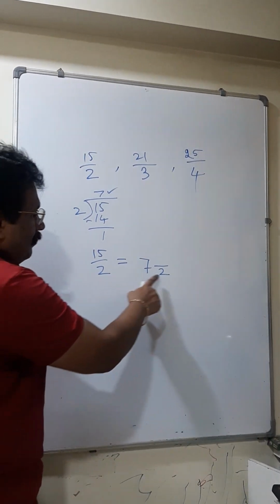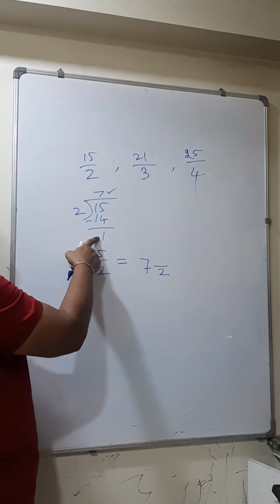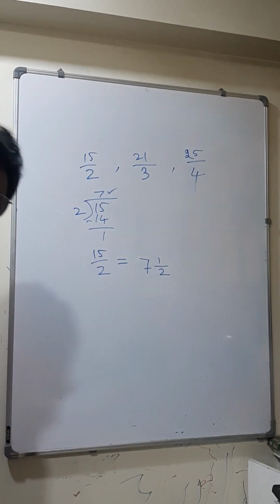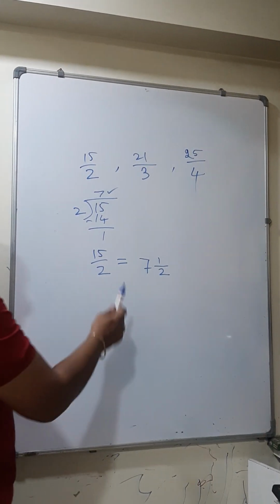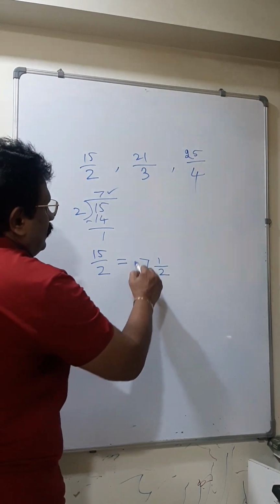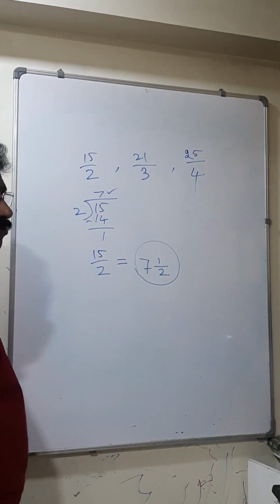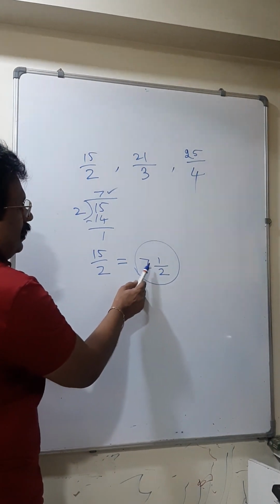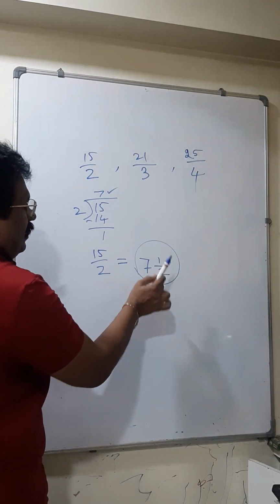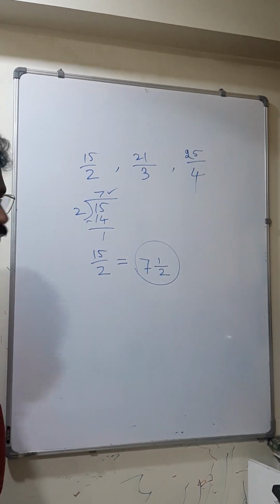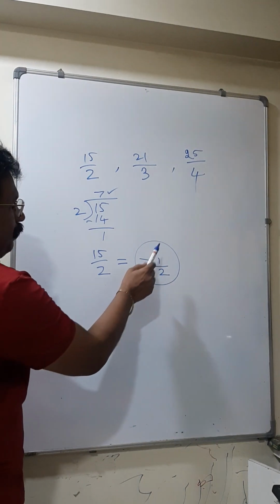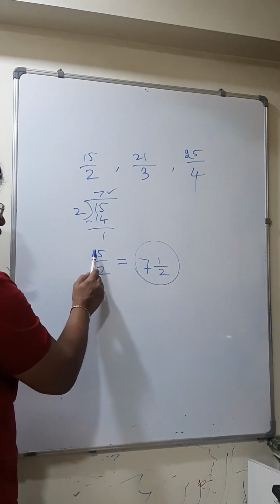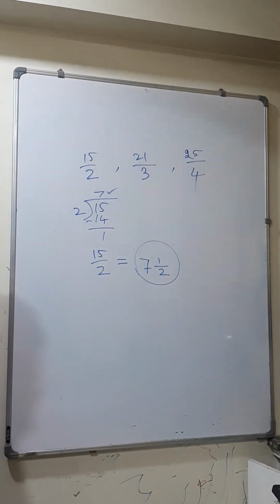This denominator will come as this denominator. What is left out? Remainder. What is below will go up as the numerator. 7 and 1 by 2. How will you cross check? Always, for a mixed fraction, how will you cross check? See, 2 multiplied by 7 is 14. 14 plus 1 is 15 upon 2. This is how you check: this into this plus this, with the same denominator. 2 sevens are 14, 14 plus 1, 15. This is how you cross check.